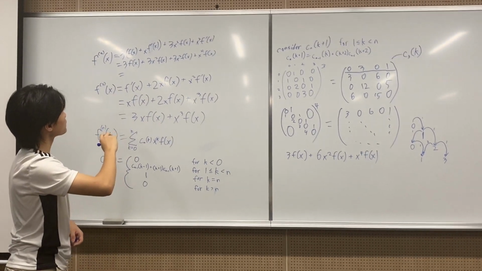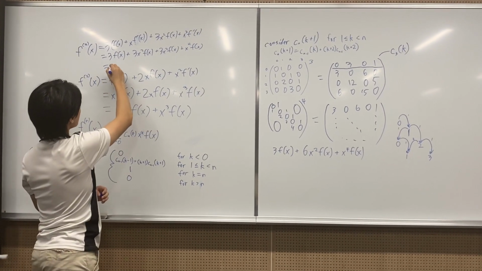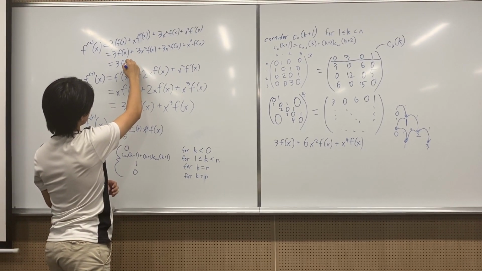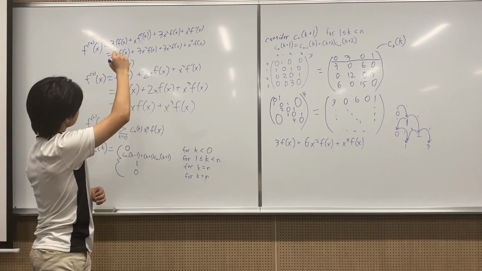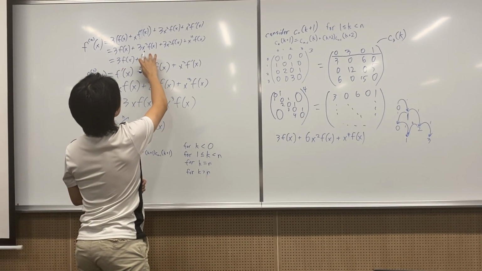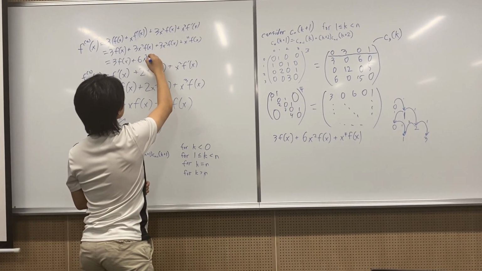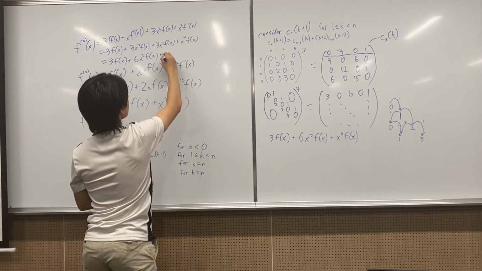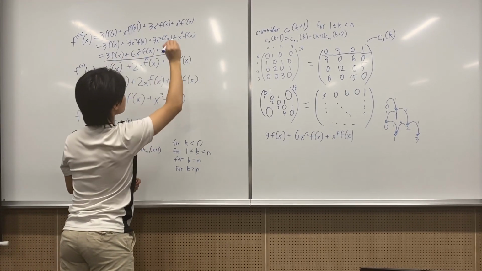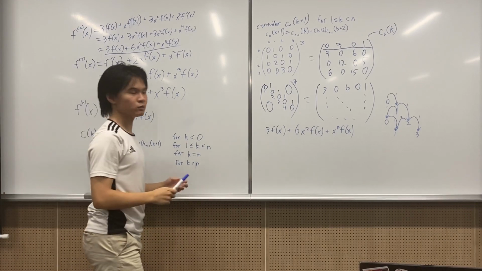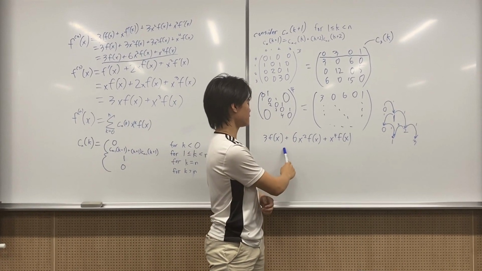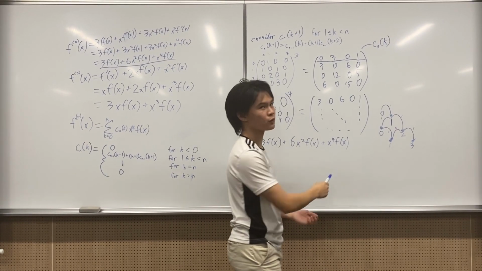And that will be our 3f of x plus 6x squared f of x plus x to the fourth f of x, which is exactly what we get from the matrix. 3f of x plus 6x squared f of x plus x to the fourth f of x.